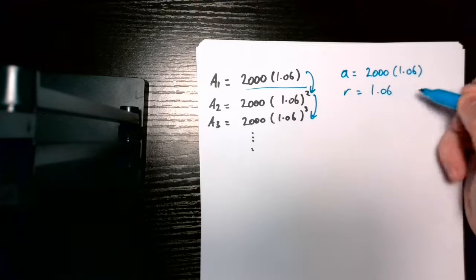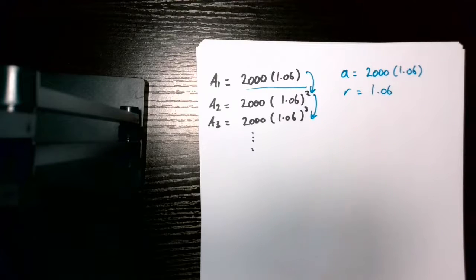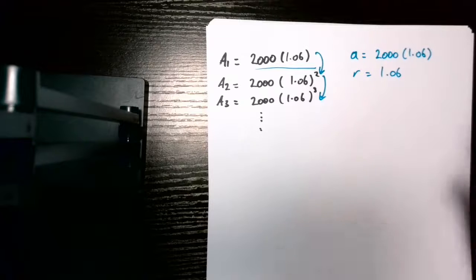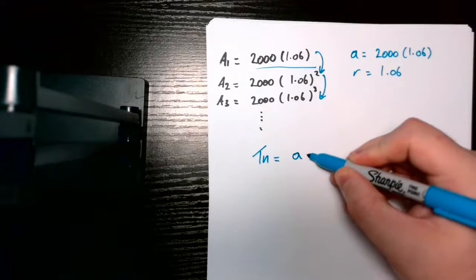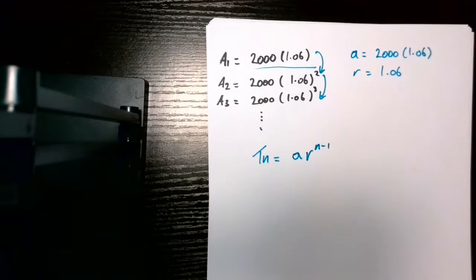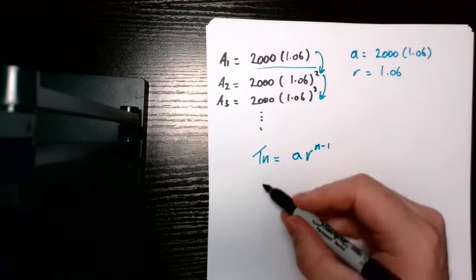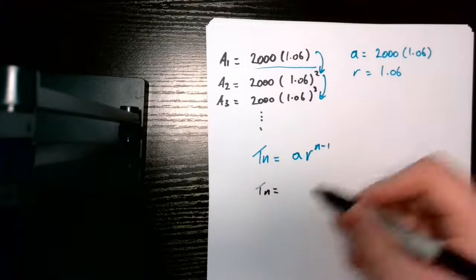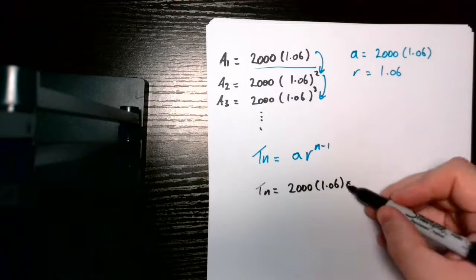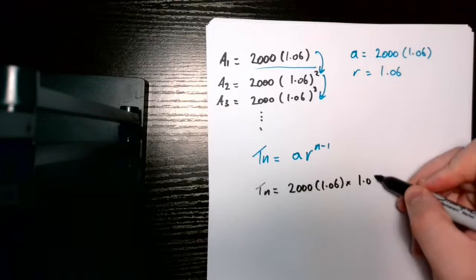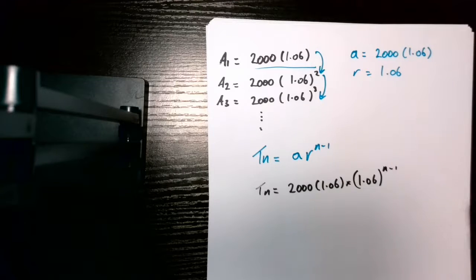Now, just for you to understand how this works as a geometric progression or sequence, we need to remember the nth term formula. T_n is equal to a times r to the n minus 1. This is why you need the knowledge of series and sequences before you approach this topic in this particular mindset. So, to find our nth term or our nth year value, we just put in our values. 2000 times 1.06 is our a value, times r, which is 1.06, to the n minus 1.